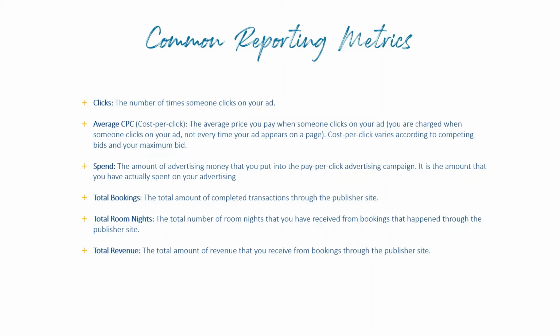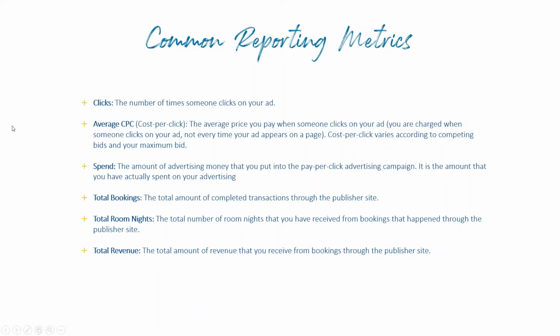So here's a list of some of the common reporting metrics. These may be things that you've heard of before. This might be new to you, but these are just things that you're going to see in these reports. So when you see a column that says clicks, that's the number of times someone has clicked on your ad for the month. And then average CPC, which is cost per click. That's the average price you pay when someone clicks on your ad. You're charged when someone clicks on your ad and not every time that it appears on a page. So cost per click varies according to the competing bids and your maximum bid.